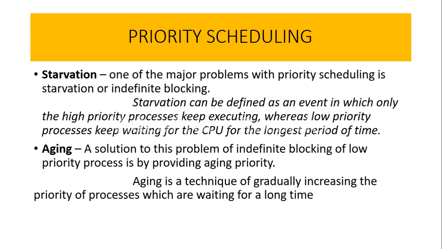Now, to solve this kind of starvation problem, we have the concept of aging. Aging is basically a solution for starvation, where we gradually increase the priority of those processes which are waiting for a longer period of time. So this is the concept we will encounter in priority scheduling, that is starvation, and we can solve this starvation by using the concept of aging.